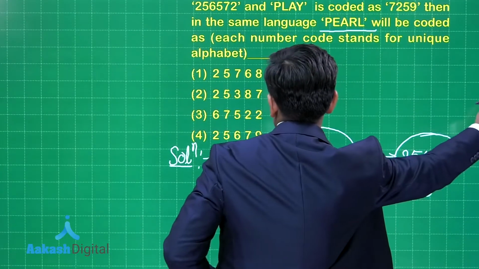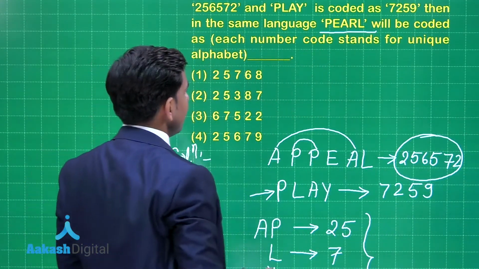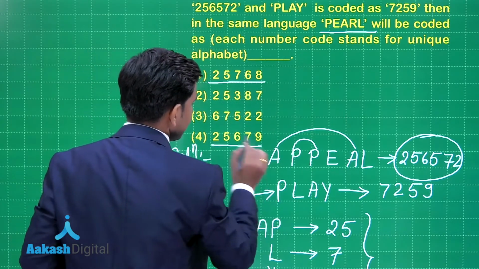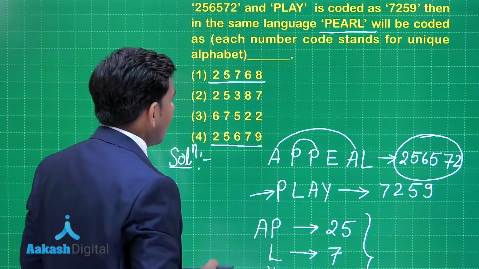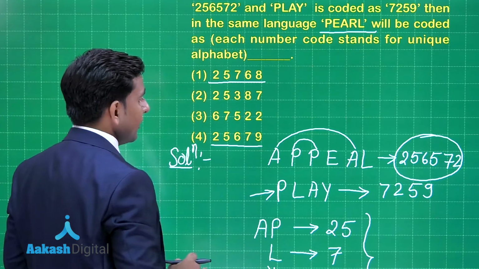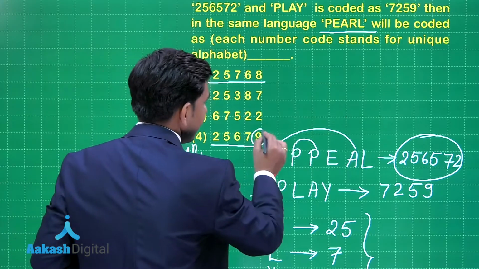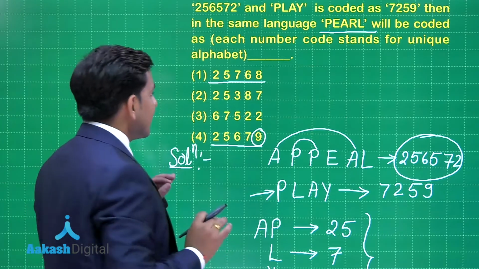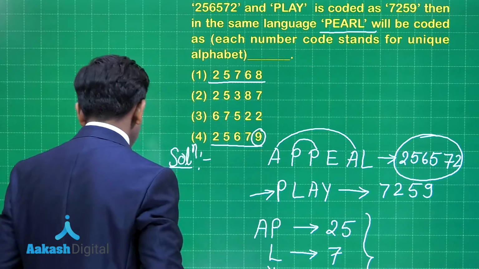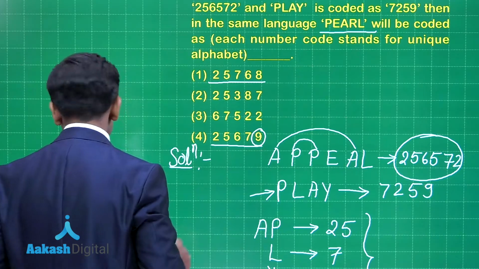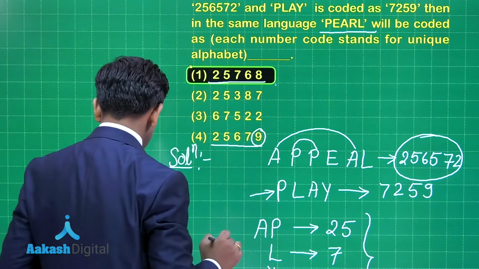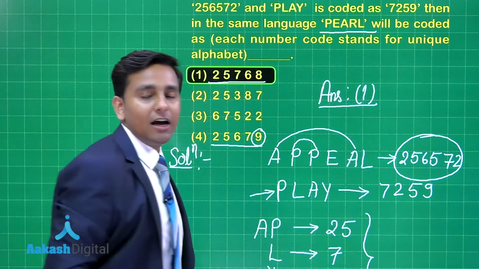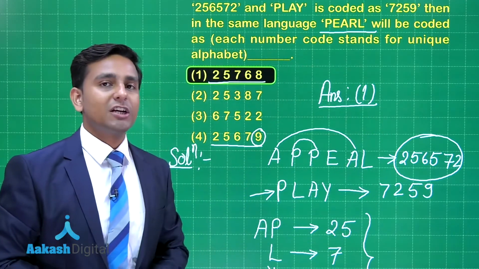Now let's check the given options. 2567 is available in options. First in option number 1 and second in option number 4. But you can notice one thing, in option number 4 we have 9. That is the code for Y. So this will not be the correct choice. That means you can conclude here option number 1 is the correct answer for this question. So you can simply mark the answer for this question as option number 1. I hope you understood this question. Now let's proceed to the next one.